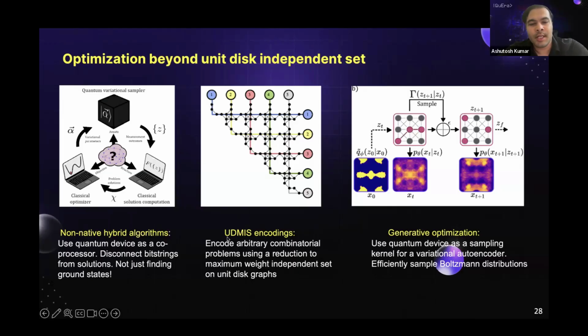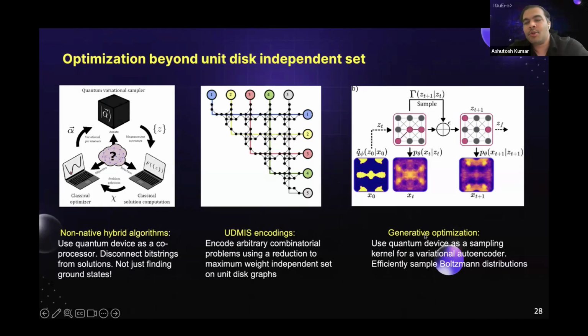Another way is through using unit disk MIS encodings, where you encode arbitrary combinatorial problems and make use of reductions to transform the problem into a maximum weight independent set problem. So here you put weights on the vertices of the graph, and if you want to solve something like a QUBO problem, all you have to do is modify the weights of these vertices to be able to get a minimum for the cost function.